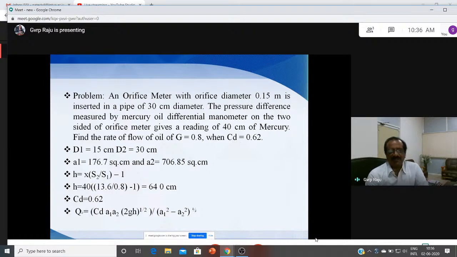So the equation for finding out orifice meter discharge, this is important for objective type. It has been given in the GATE examination also. We will come to those questions in a short while. So Q is equal to CD, A1, A2, square root of 2GH, divided by square root of A1 square minus A2 square.